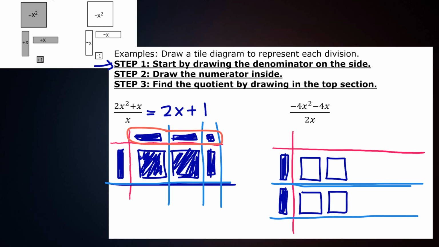Same thing is going to happen with our negative 4x, or minus 4x. We're not going to want to draw 4 across the top here. We want to split it equally, so we have 2 in the top and 2 in the bottom. And notice that I'm not shading in any of these because all of my x squareds are negative, and same with the x's. All right, let's go ahead and finish drawing my grid here just to help me figure out what the quotient is going to be.